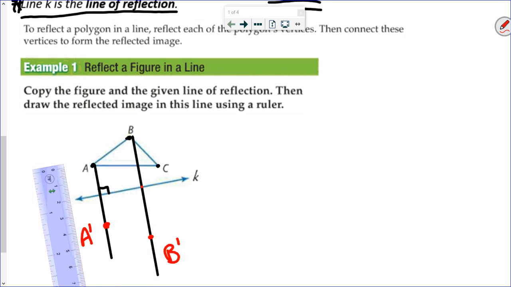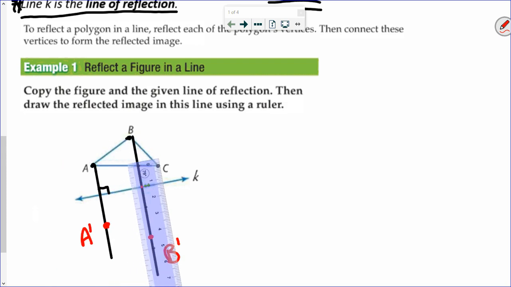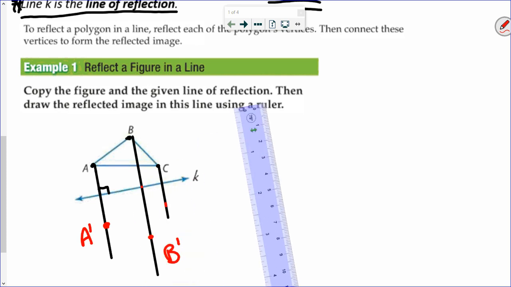And then we would do the same with C. You can make your perpendicular segment and get a measurement. So the perpendicular segment here, there. The measurement, maybe 1.2 centimeters, it looks like to me. So we measure 1.2 centimeters, and the point goes there. That's point C prime, the reflection of C. And then if we connect all of these, that is going to be the reflection of the polygon.